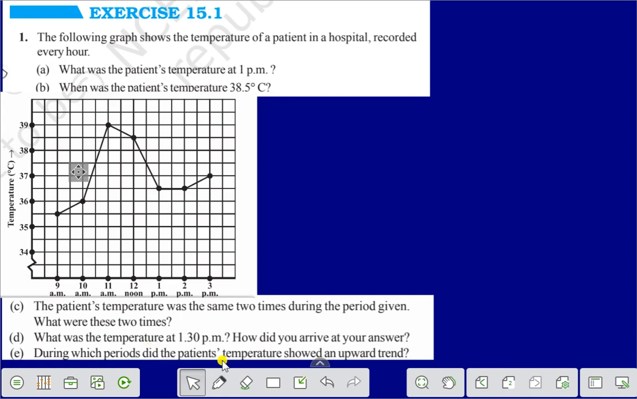During which periods did the patient's temperature show an upward trend? Right? The question number A. Here you see the answer of question number A, if we read the graph, then we are getting. Let us solve this question.